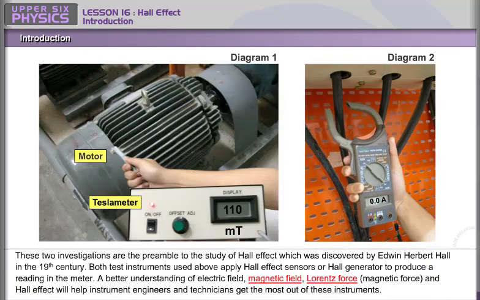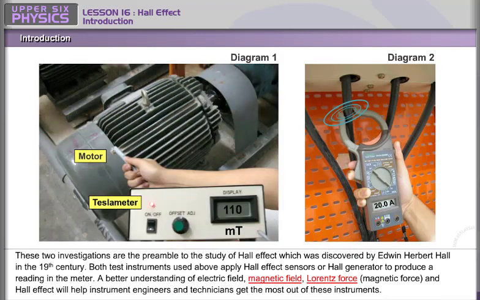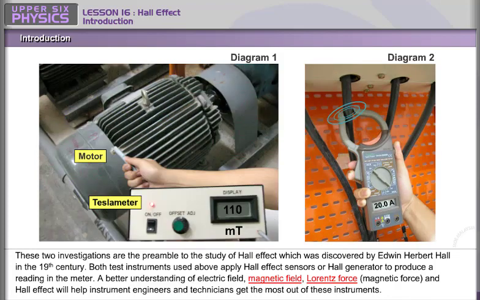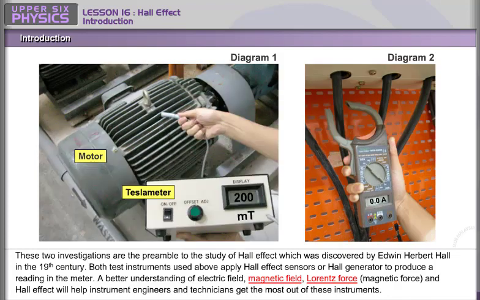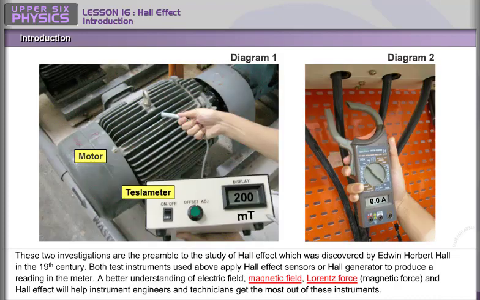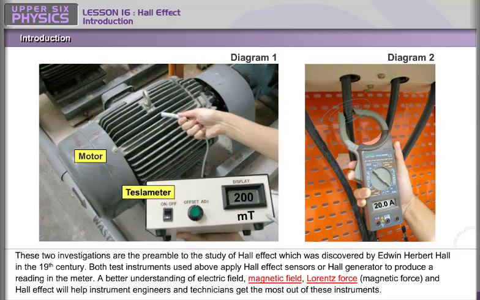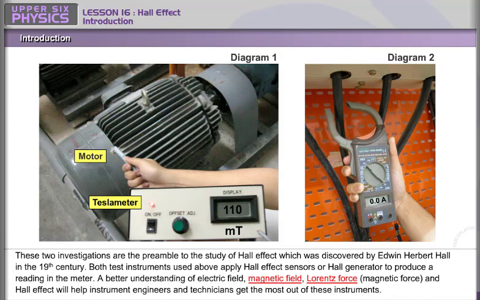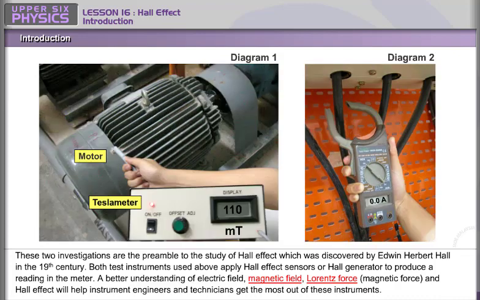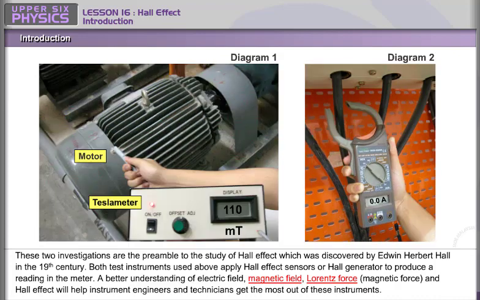These two investigations are the preamble to the study of Hall effect, which was discovered by Edwin Herbert Hall in the 19th century. Both test instruments used above apply Hall effect sensors or Hall generators to produce a reading in the meter. A better understanding of electric field, magnetic field, Lorentz force or magnetic force, and Hall effect will help instrument engineers and technicians get the most out of these instruments.